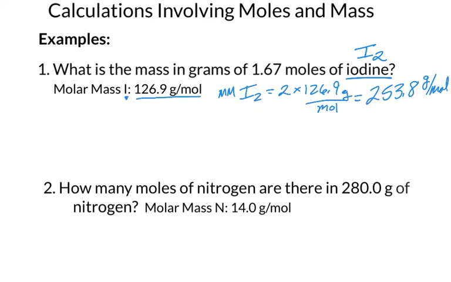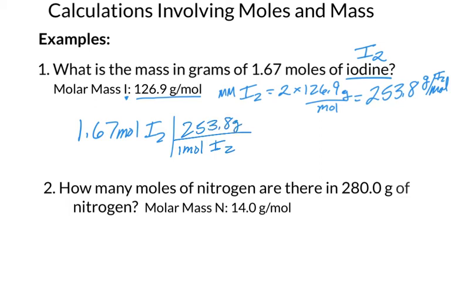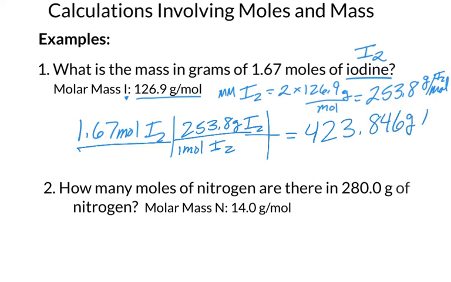So in the question it says I have 1.67 moles of iodine, and that's where we'll start. And then we're going to try to cancel that out, and if I just put 126.9, I will get an incorrect answer. I have to use the correct one, which says that 1 mole of I2 is 253.8 grams of I2. And then we go ahead and multiply that out. We have 1.67 moles of I2 times 253.8 grams of I2 per mole of I2, and we get the answer of 423.846 grams of iodine.